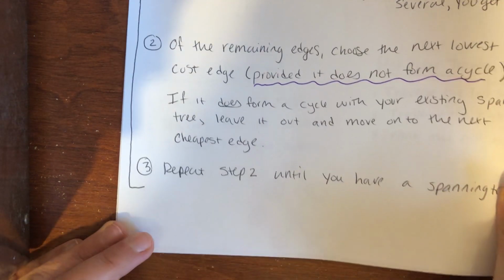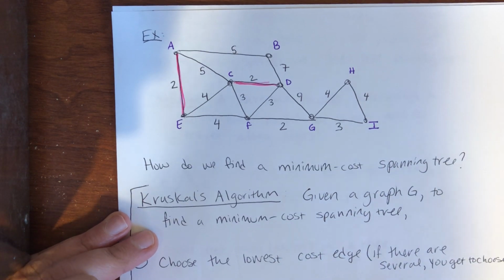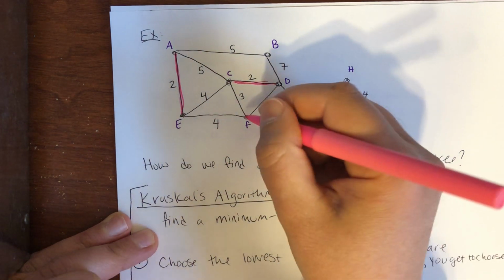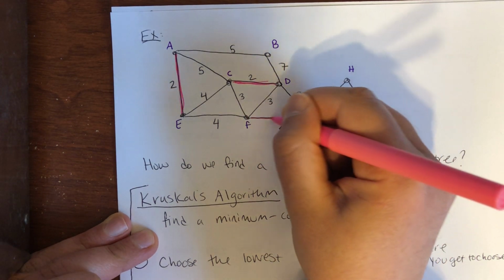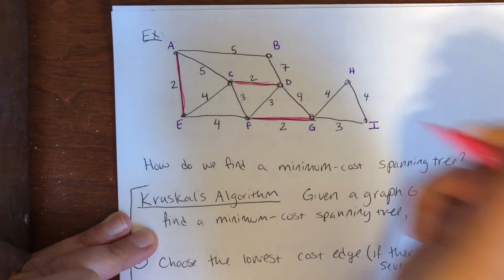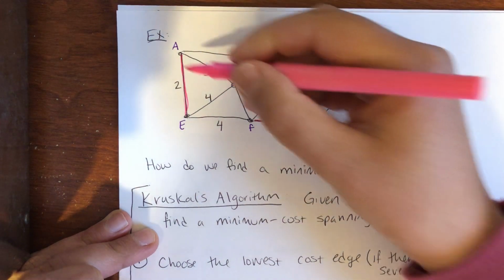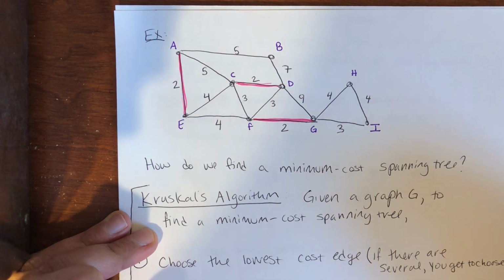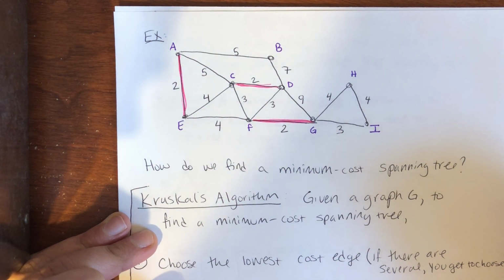Step 3 is just repeat. Continue to choose the next cheapest edge as long as it doesn't form a cycle. All right, my next cheapest edge is the other 2, the other edge labeled 2. Here it is. It doesn't form a cycle with my other pink edges that I've chosen, so I can add that in.